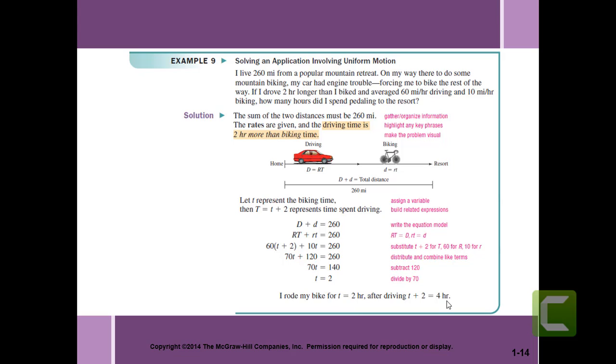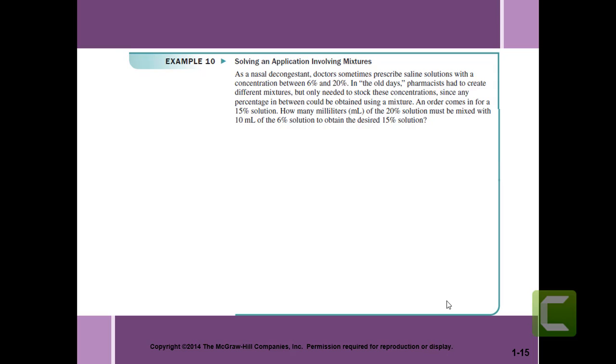Okay, so now let's go to the next one here. Okay, so here we go. Mixtures. This is another good one. This is a common problem that's given in college algebra classes or any algebra classes, mixture problems. So this one here, let's read what's going on here.